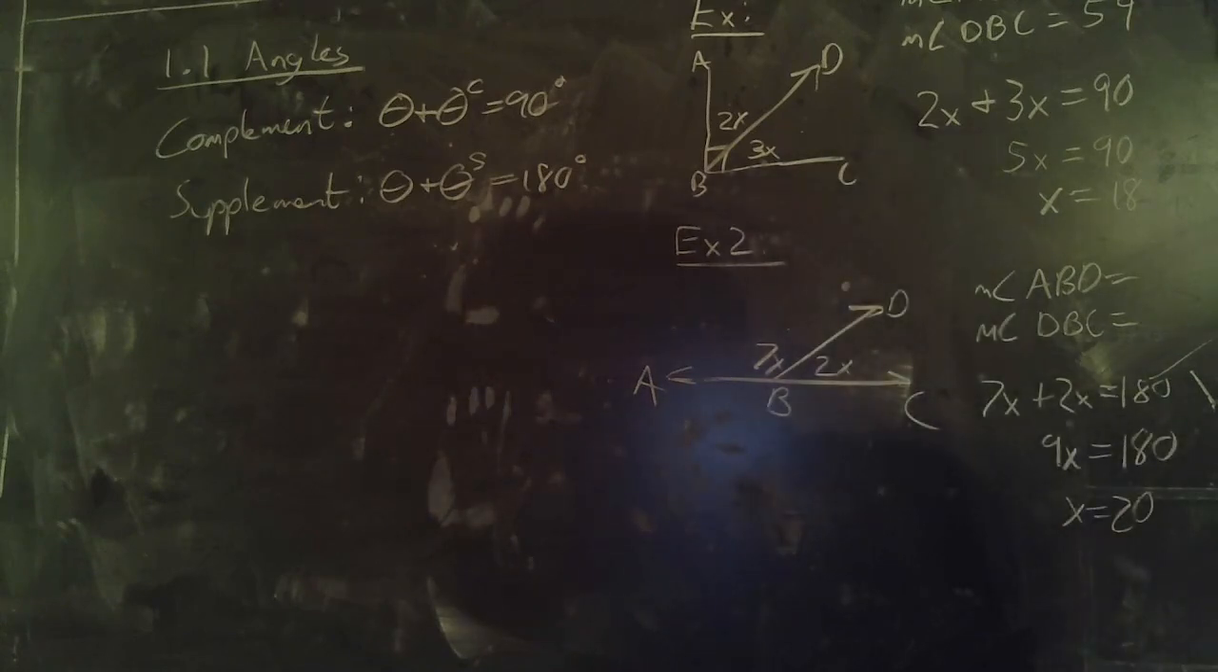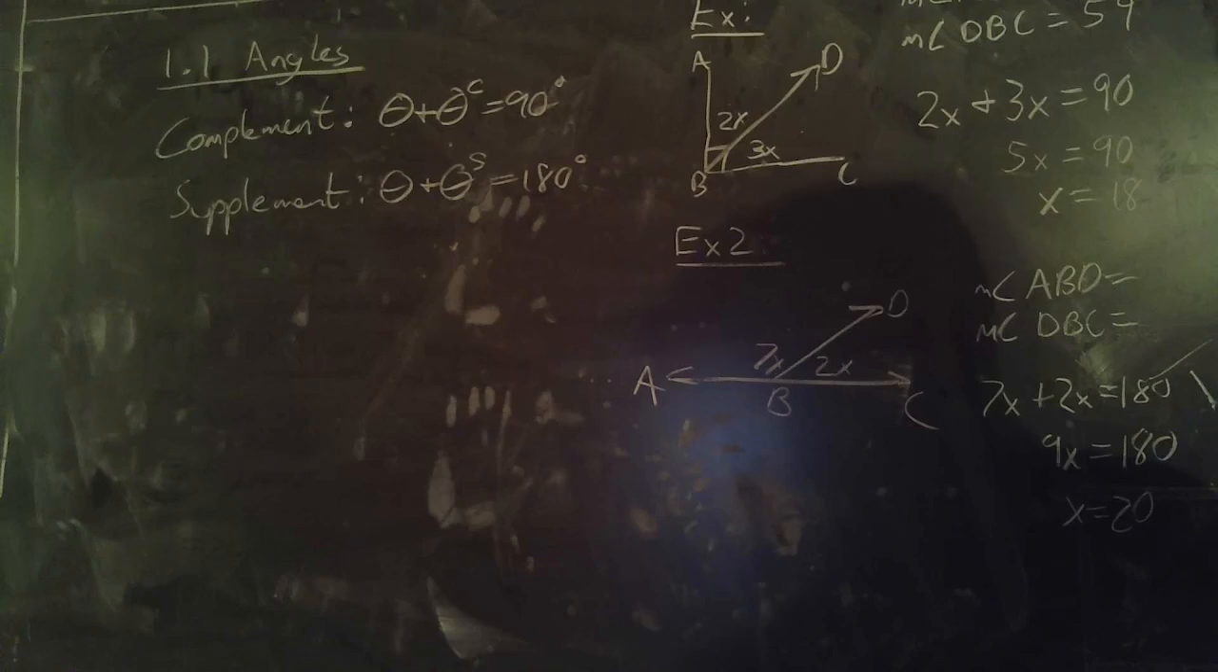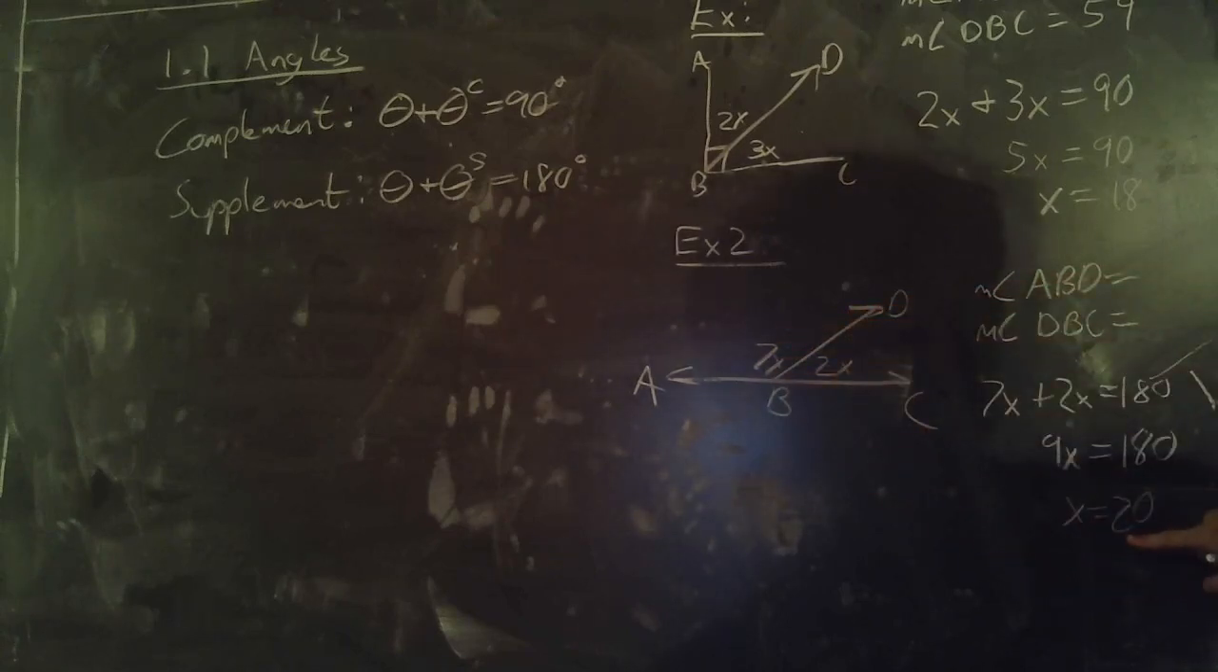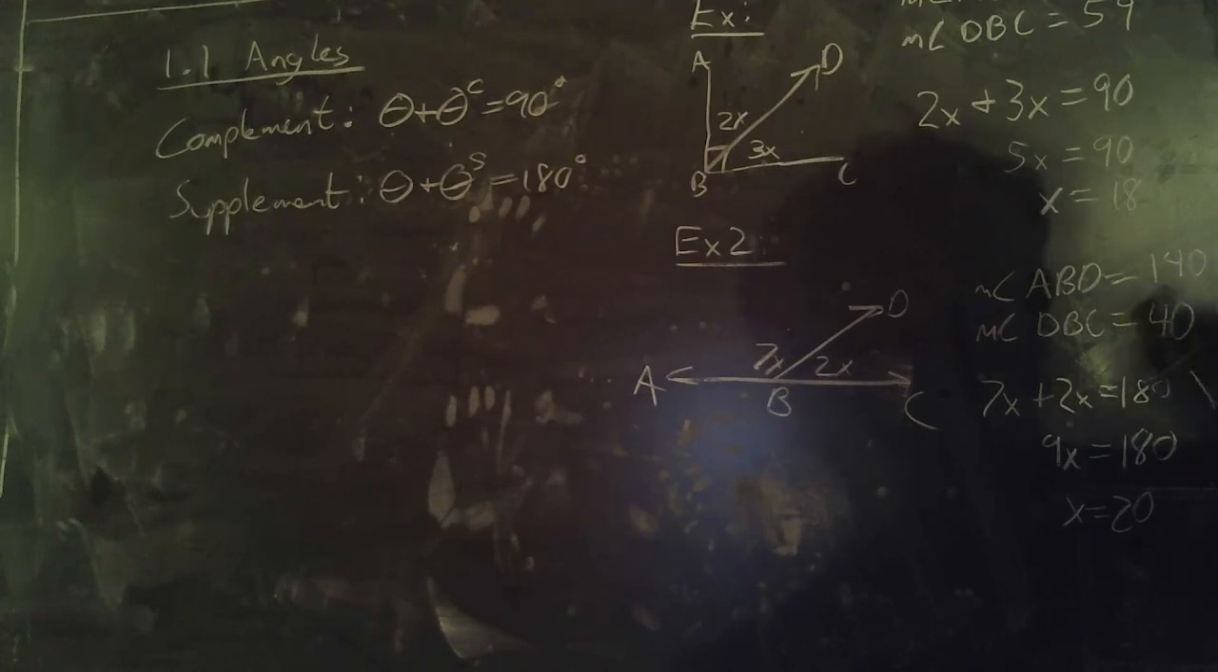So then I can find what the individual measures of ABD and DBC are by taking our x, which is 20, and multiplying by 7, and then taking our x, which is 20, and multiplying by 2. So DBC is 40, and ABD will be 140, or in other words, it is 180 minus 40, which will give us 140.